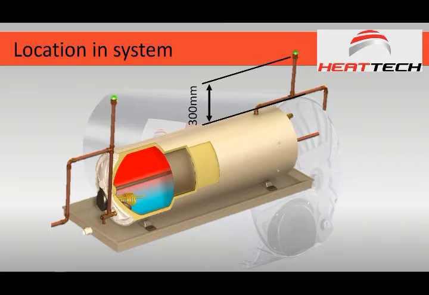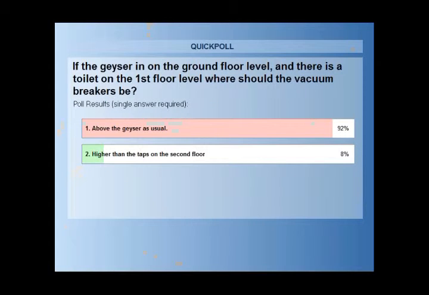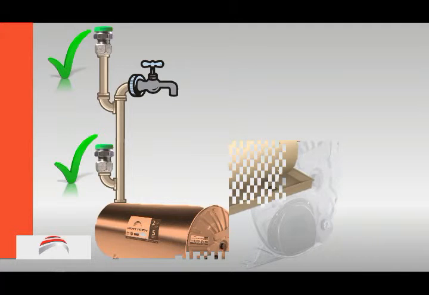Okay, great. So I'm going to close the polls now, Herman. Yes, and let's see what happened. Above the geyser, as usual. I anticipated sort of a 50-50 answer on that one. And 8%. How many people voted? Number 2, 8% of them. And in this case, the minority is correct.